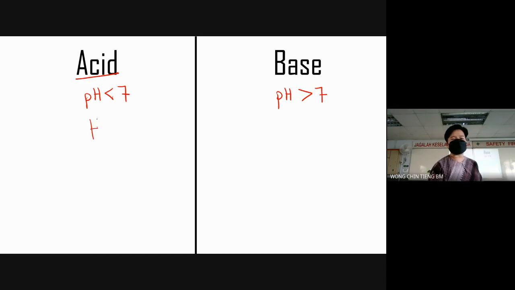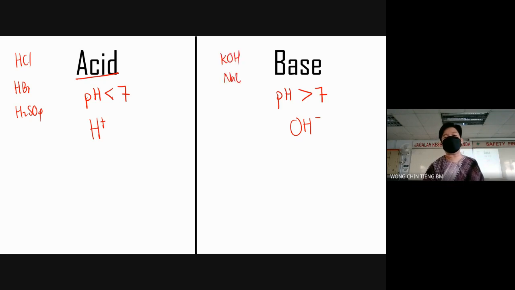The moment kita cerita H plus, kita akan perasan. The moment kita cerita acid, kamu akan fikir H plus. The moment kamu cerita base, kamu akan fikir OH minus. Contoh acid yang kamu selalu jumpa, your HCl, betul? Your HBr, your H2SO4. Semua ni adalah acid sebab dia adalah orang yang boleh mengeluarkan H plus. Dan same goes to your base, dia ada benda pertama yang kamu jumpa. NaOH. Ah, ni benda pertama yang kamu jumpa lah. Betul? The one that will actually release OH minus.